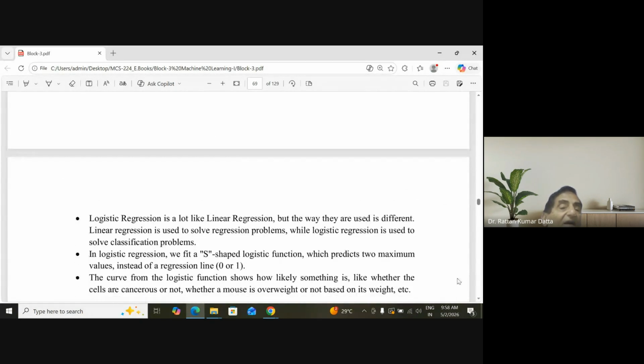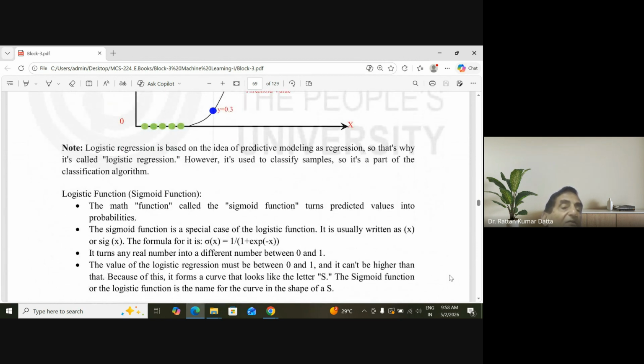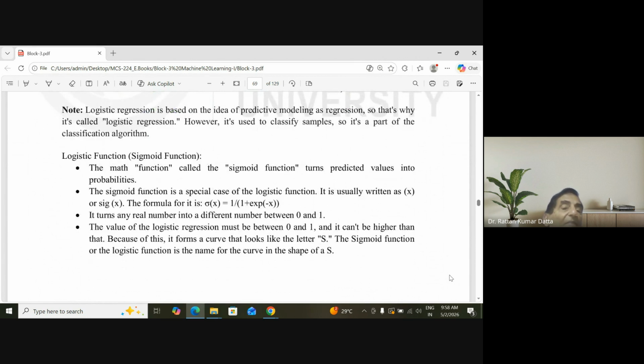Logistic regression, you can see logistic regression is this. This is the regression, so this regression can be done. It's a logistic regression based on the data of predicted modeling as regression. That is why it is called logistic regression. The logistic function, the math function called the sigmoid function, turns the predicted value into a probabilistic value. So it is a probability of rain is 80%. A probability that this message is spam is 80%, something like that.